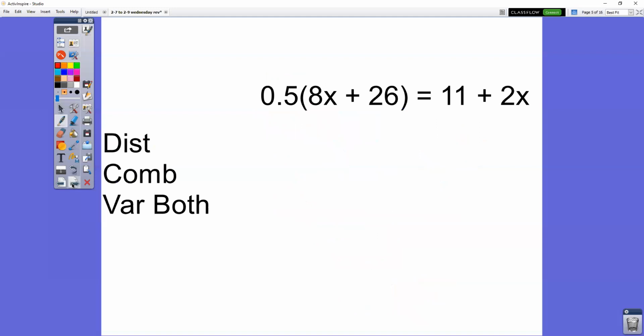Go ahead and try this next one, please. Again, you have to go through that same order. Distributive property, combining like terms, variables on both sides, two-step, one-step.